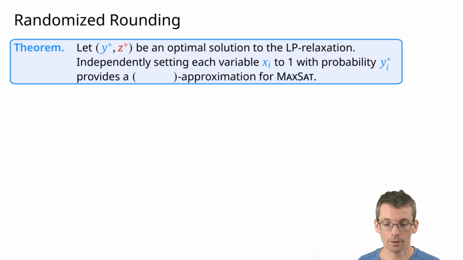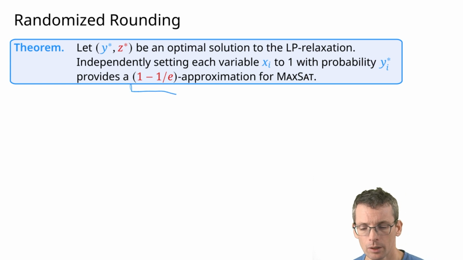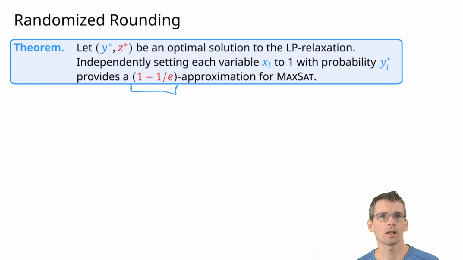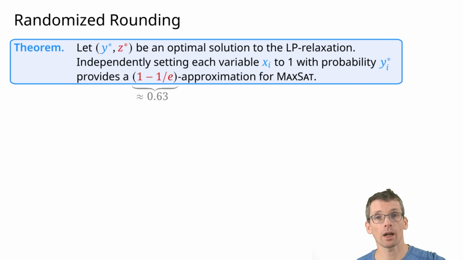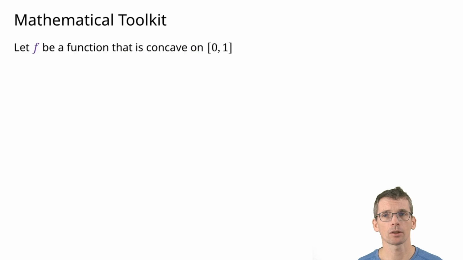This provides an approximation with the following factor, and you're going to see where that comes from in the analysis. It's not directly obvious right now, but the factor is 1 minus 1 divided by e. So this is roughly 0.63, which is better than the 0.5 that we've seen, and later on we're actually going to see how to combine all of what we've seen so far to get an even better approximation factor of 0.75. To prove all of this, we need a few basic mathematical tools.